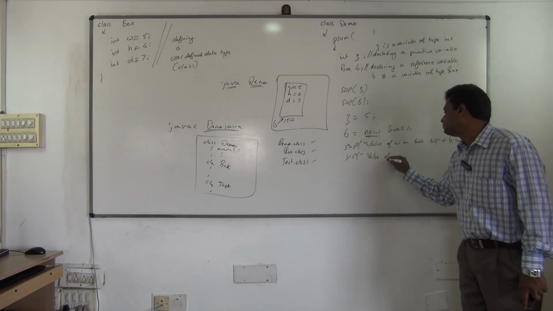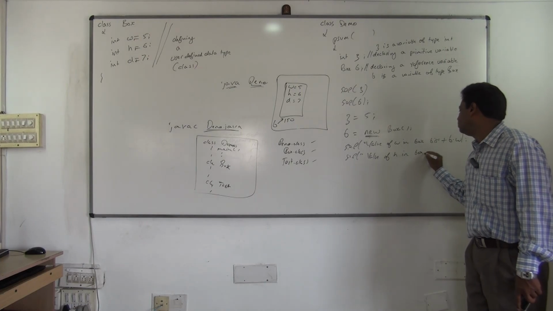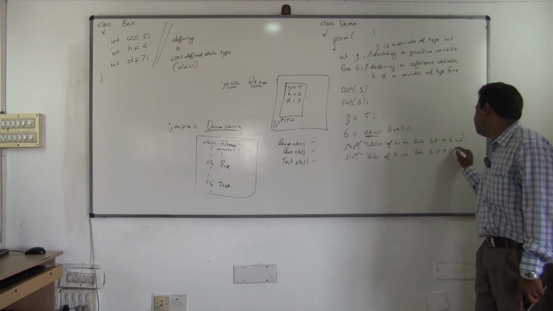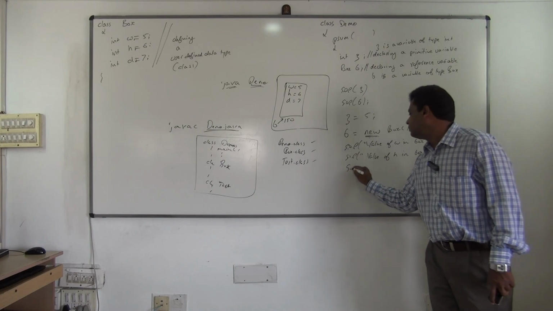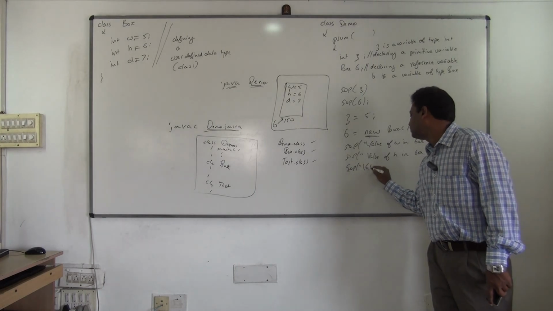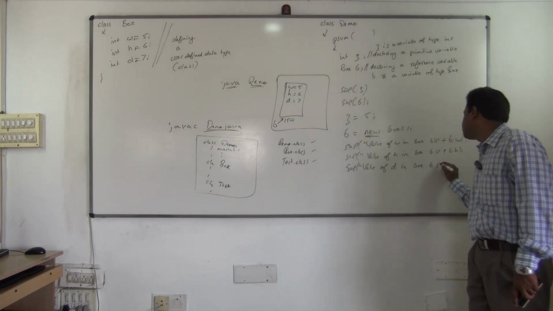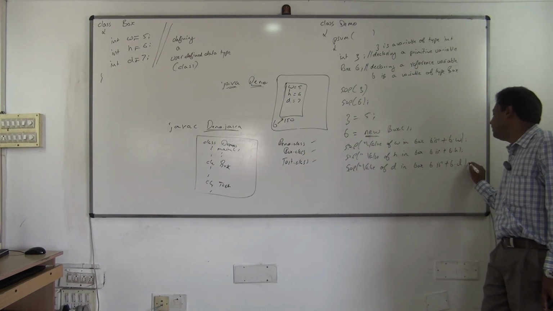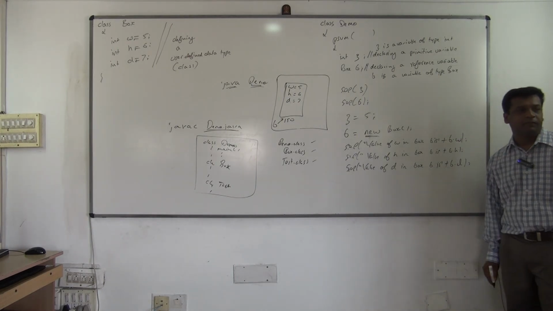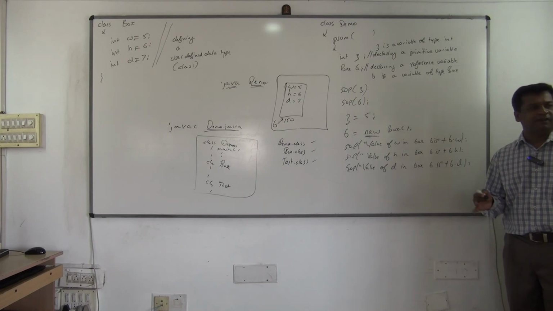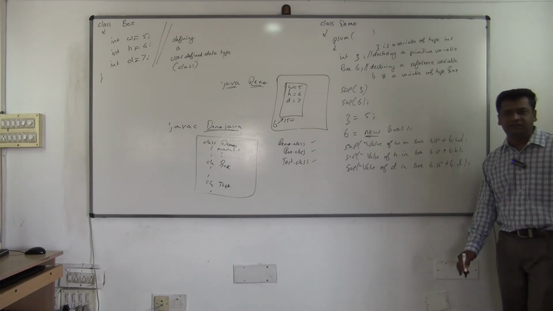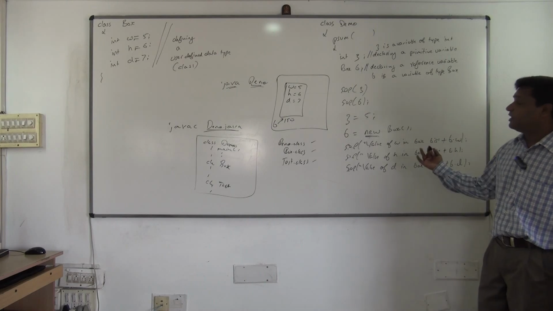Value of H in box B is plus B dot H. SOP. Value of D in box B is plus B dot D. Fine. You're printing now, what does it print? 5, 6, 7 it prints. As the program goes on executing, it will print. Okay, that's how we are accessing it.